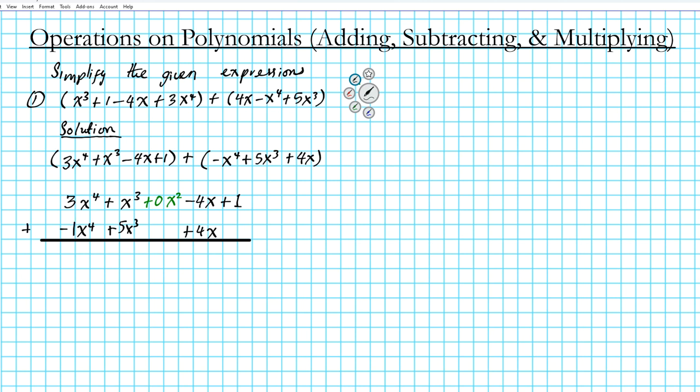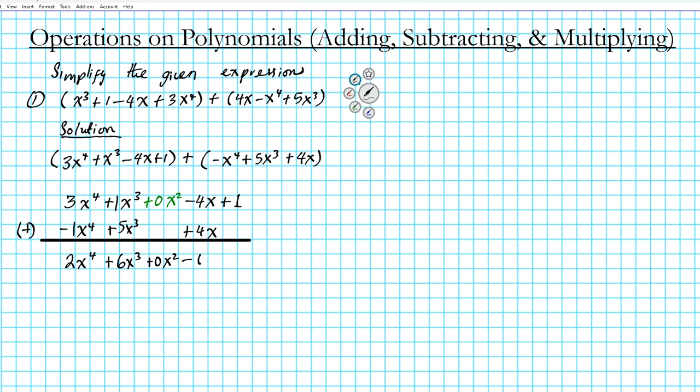The operation here is addition. So 3 minus 1 is 2. And then bring down the variable term, x to the fourth. Here you have 1x to the third plus 5x to the third. Add the coefficients. 6, bring down the variable term. Alright, and then plus 0x squared. And then negative 4x plus 4x. Minus 4 plus 4 is 0.